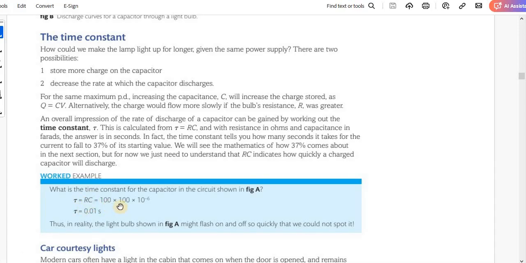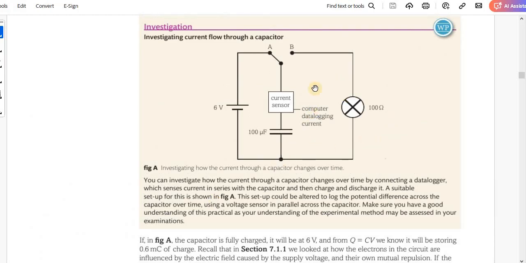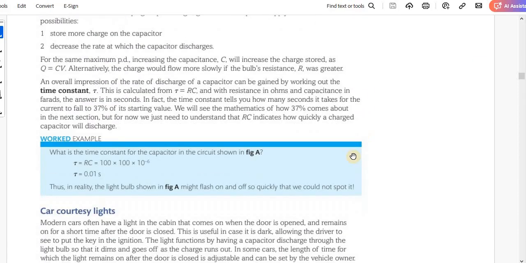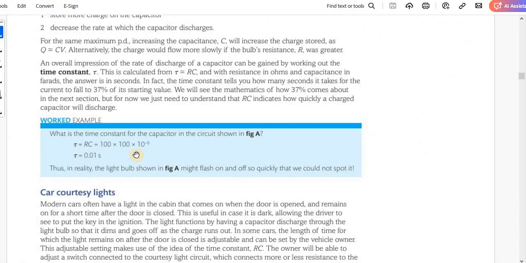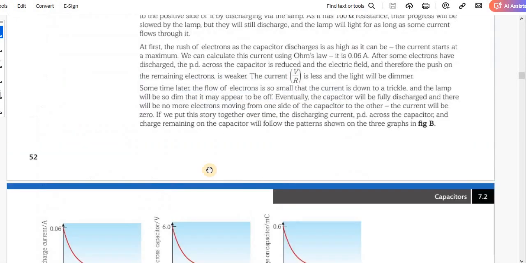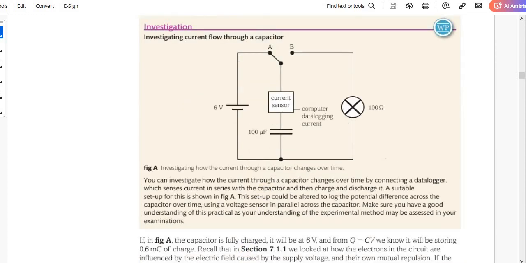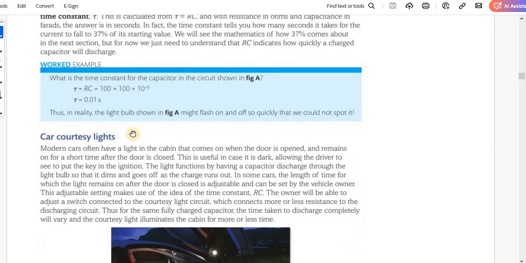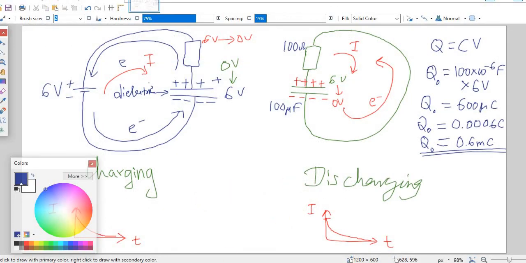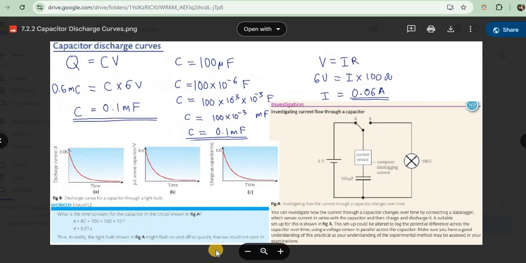R is the resistance of this external resistor, and that is 100 ohms. So the capacitor is discharging through that 100 ohm resistor. Now remember, this is a lamp, but a bulb has a resistance, so we are going to use that. It's like the resistor here, 100 ohms. Then the capacitance of the capacitor is 100 microfarad. So let's use that and find the time constant. So we get 0.01 seconds. Okay, it's over here.